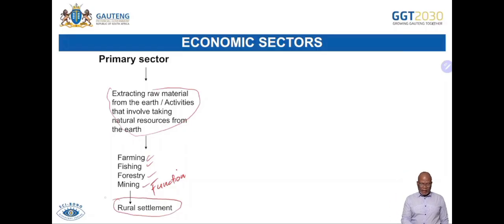So when we say a settlement is rural, how are we classifying it? We're classifying it according to the function. So that is where you find most of the primary activities, which is extraction of raw material.